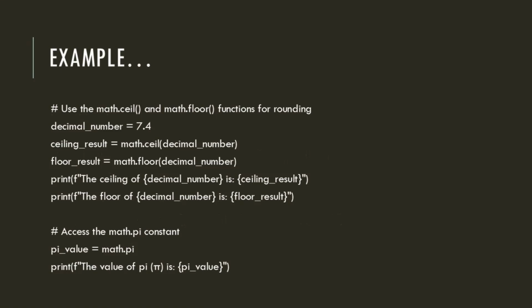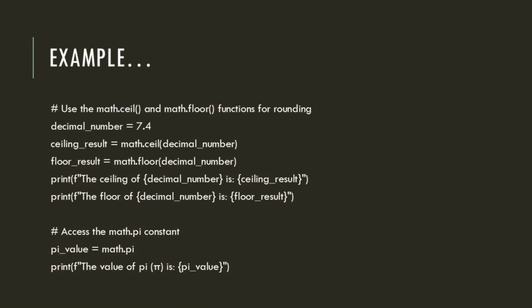Decimal number equal to 7.4. Ceiling result equal to math.ceil(decimal_number). Floor result equal to math.floor(decimal_number). Print f-string, the ceiling of decimal number is ceiling result. Print f-string, the floor of decimal number is floor result.